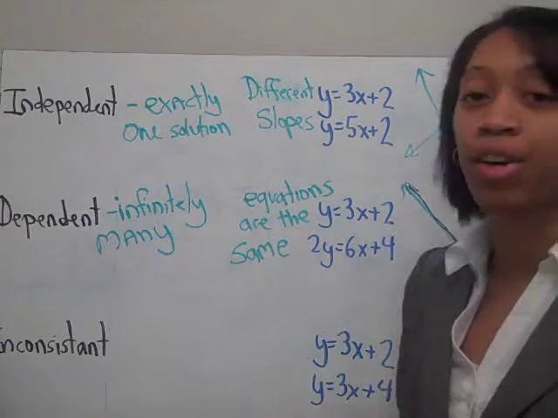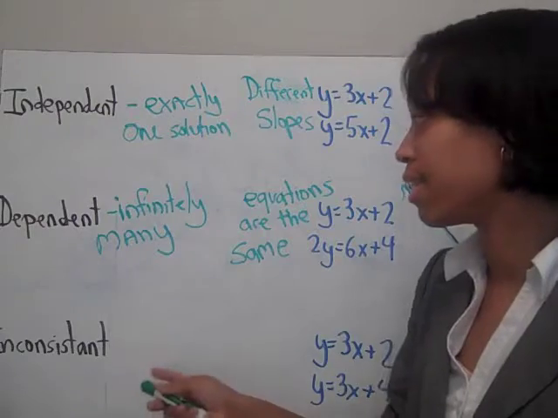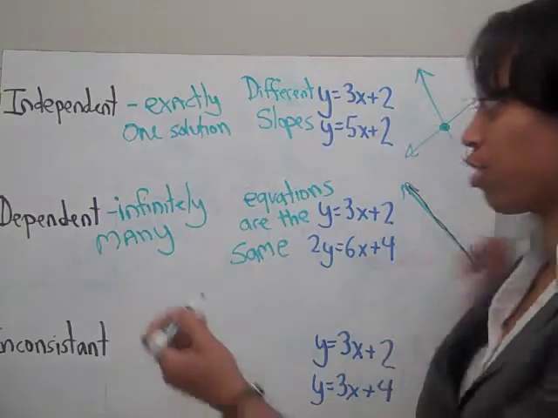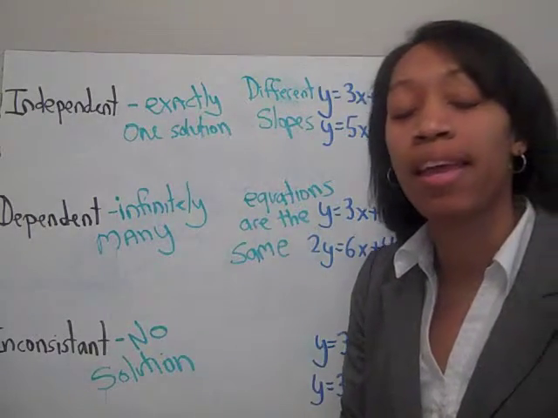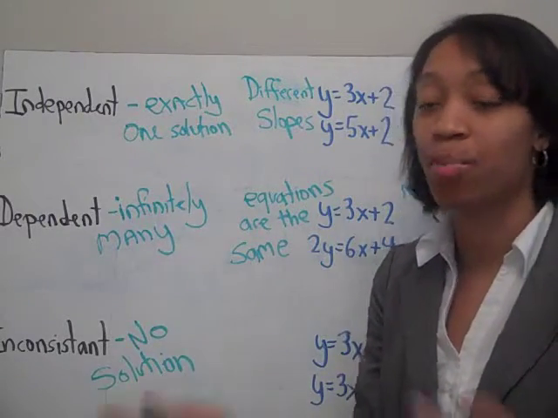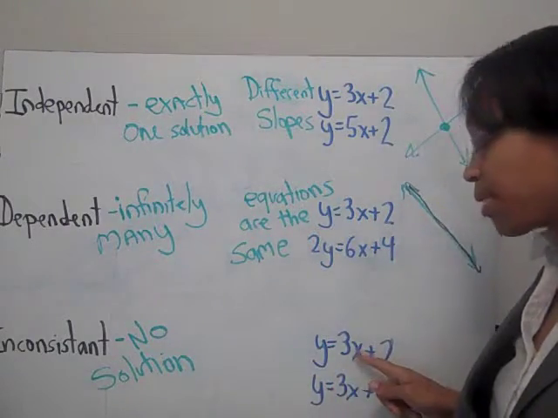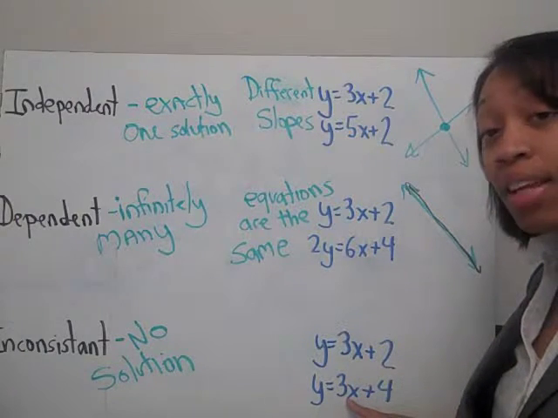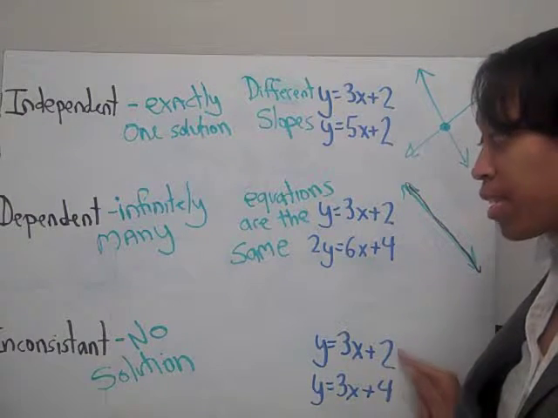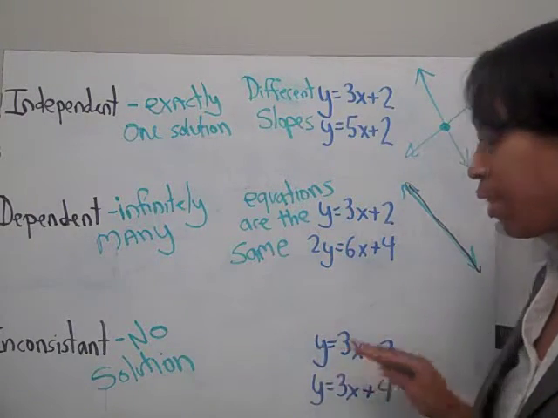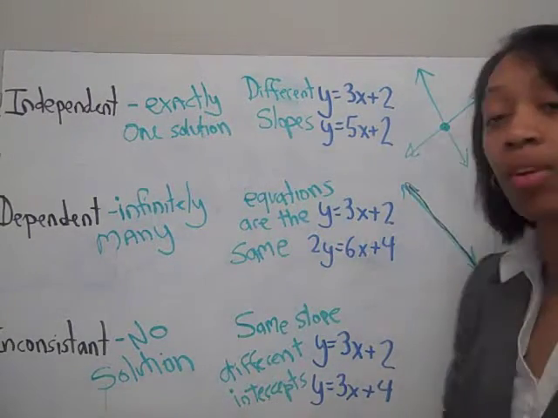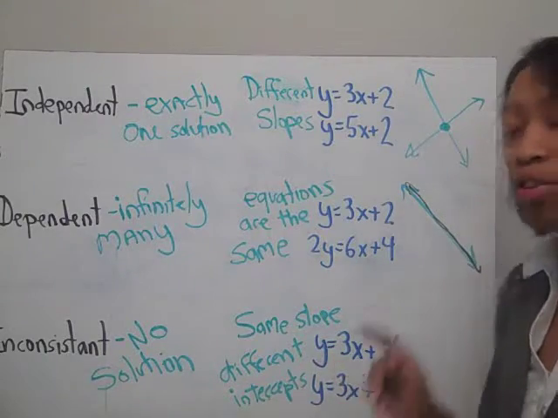Or the system could be inconsistent. If the system is inconsistent, that means it has no solution. If it's inconsistent, there's no solution, that actually means the lines are parallel. They're going to have exactly the same slope. So here you see a 3 and a 3, they have exactly the same slope, but they have different y-intercepts. So in order for it to be inconsistent, you need the same slope, different intercepts. When that happens, you're going to get two parallel lines.